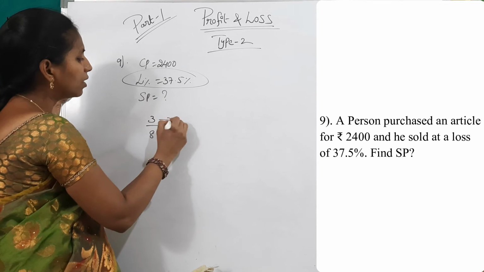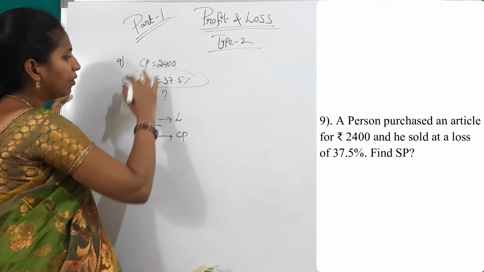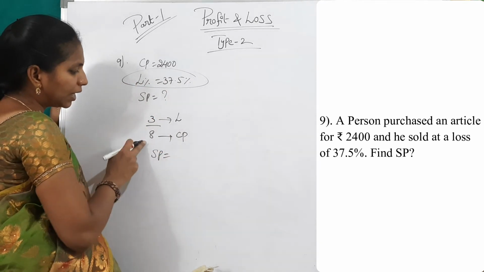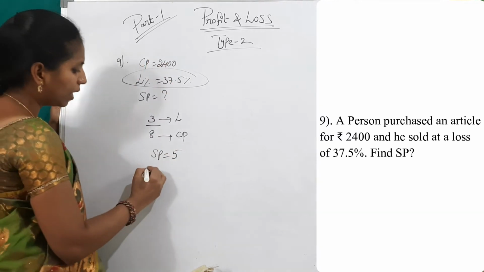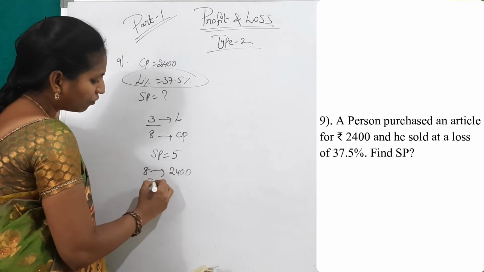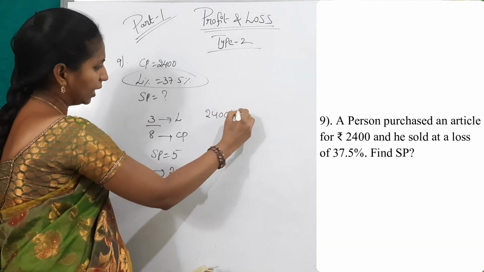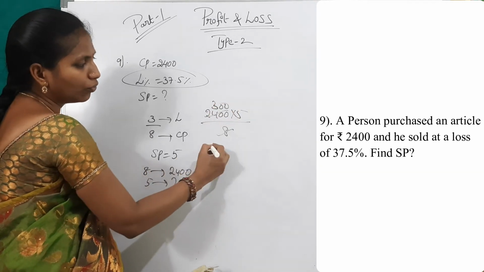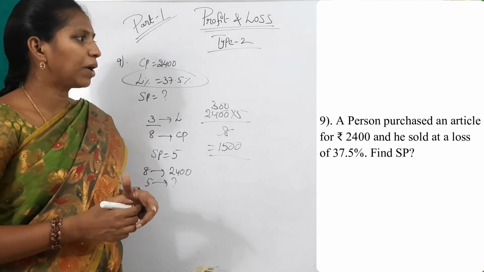3 by 8 means 3 parts means loss and 8 means here CP. We should find out SP. SP is equal to the difference. Take the difference of these two. What is that? 5. So here CP 8 equals how much? 2400. SP 5 equals how much? Cross multiplication, 2400 into 5 by 8. 300 into 5 equals 1500 rupees, which is the selling price.